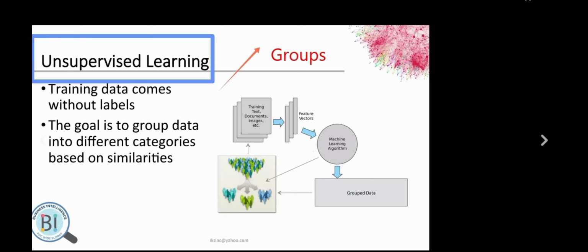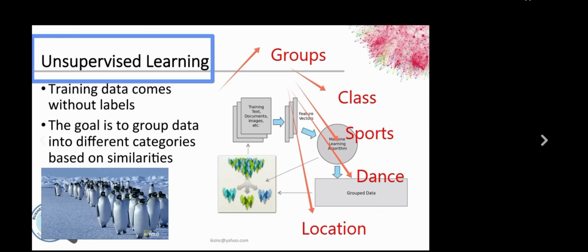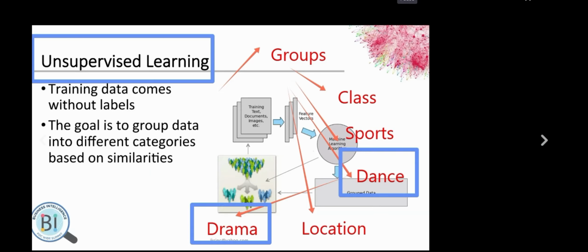The first and foremost thing that you will do there is to create groups. That can be on the basis of class, sports, dance, and sometimes location as well. You make groups. In this case, you are not under the influence of any label, but still you can discover many insightful trends. For example, a lot of people coming for dancing are also joining drama sessions. And that's what the whole story is. Training data comes without labels, and the goal is to group data into different categories based on similarities.